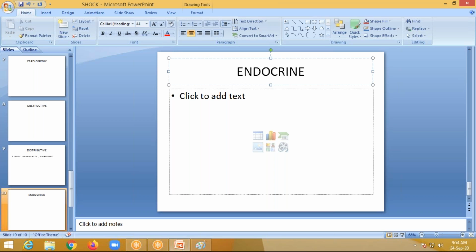Sometimes endocrine shock is nothing but a mixed shock. It is both obstructive and distributive, but it is diagnosed as a separate entity because of endocrine abnormality, like hyperthyroid or hypothyroid or hypoadrenal states also leading to shock.